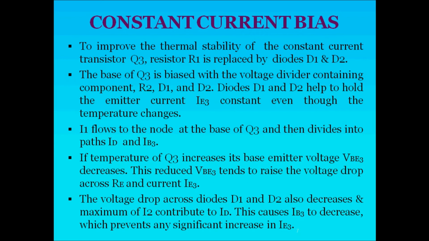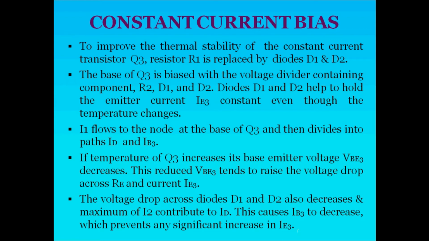So maximum current will be flowing through the base emitter, and this reduced current raises the voltage drop across emitter resistor RE. So across RE there is an increase in the voltage drop. So again there is an increase in the IE3 current. But what is our aim here is to maintain the emitter current constant.